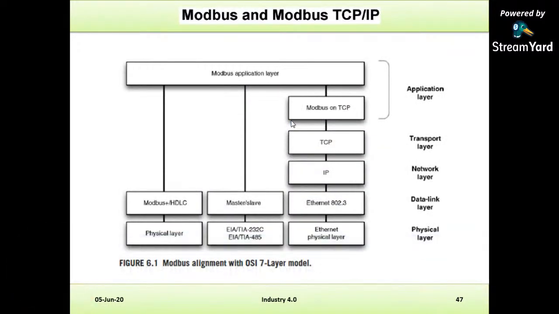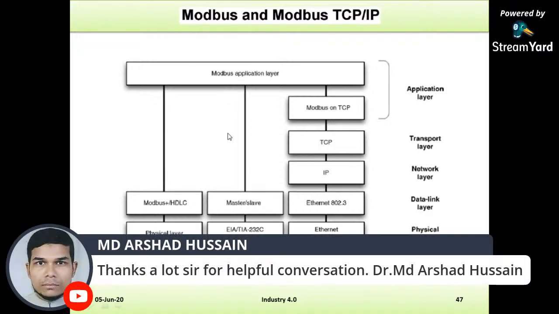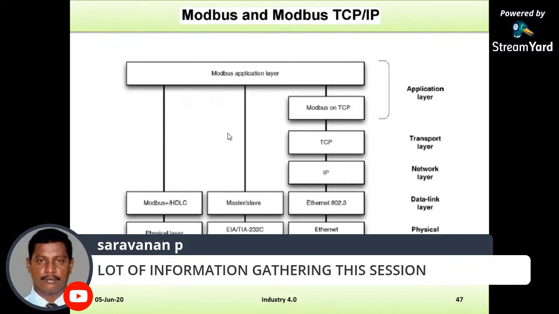So here I already discussed with you what communication protocols we are going to utilize. According to the communication protocols, here we have Modbus. Modbus also comes in the 7 layers of the OSI model. By using Modbus, we are able to connect the physical layer, the data link layer, the network layer, the transport layer and the application layer.